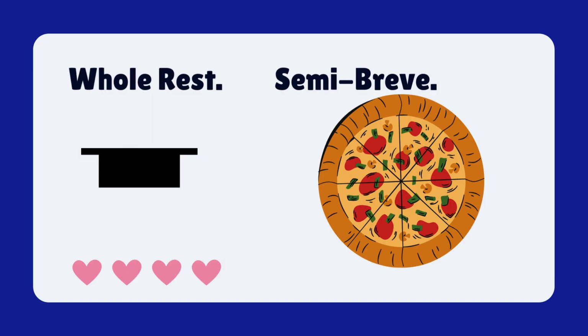Let's now look at the notes and their corresponding rests. The first note is semi-breve, and this is how its rest looks. It looks like a small rectangle hanging under a line on the staff. It means you keep silent for 4 beats. Think of a whole rest, which is equal to a whole bar of silence.